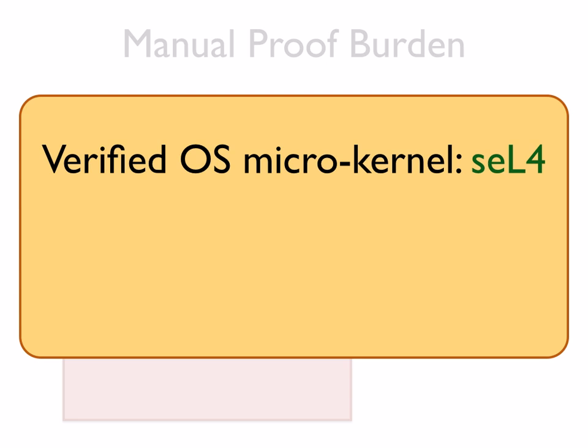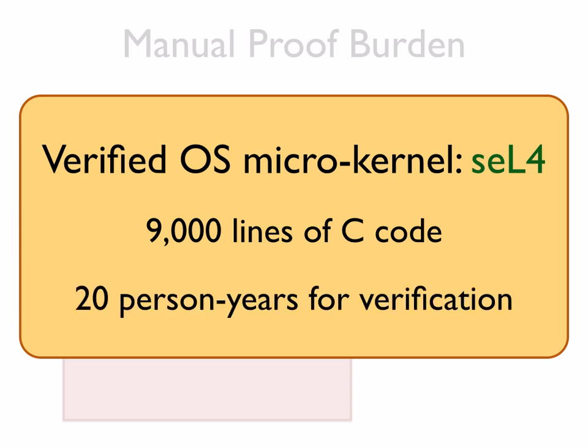This microkernel consists of just 9,000 lines of C code. And yet to verify these 9,000 lines of C code, to show that they satisfy their specification, it required 20-person years of labor. 20-person years for verification.